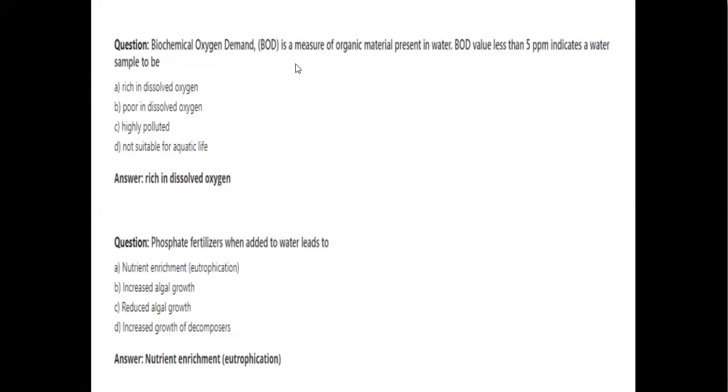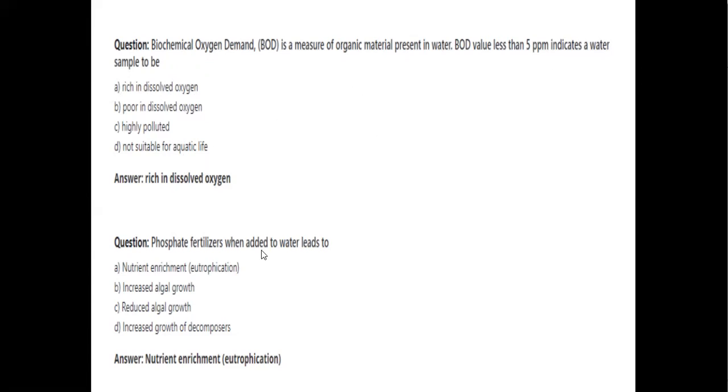Biochemical oxygen demand, BOD, is a measure of organic material present in water. BOD value less than 5 indicates a water sample to be rich in dissolved oxygen. So it is very low in BOD. BOD and DO are inversely proportional to each other. So option A is the right answer, which is very low in BOD, so it is very rich in dissolved oxygen.